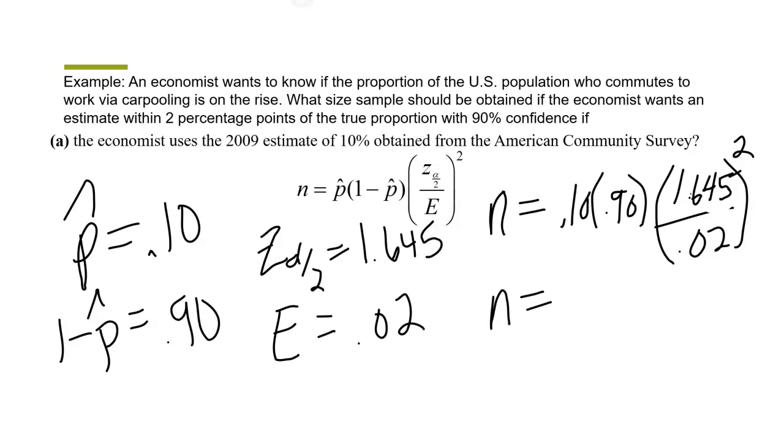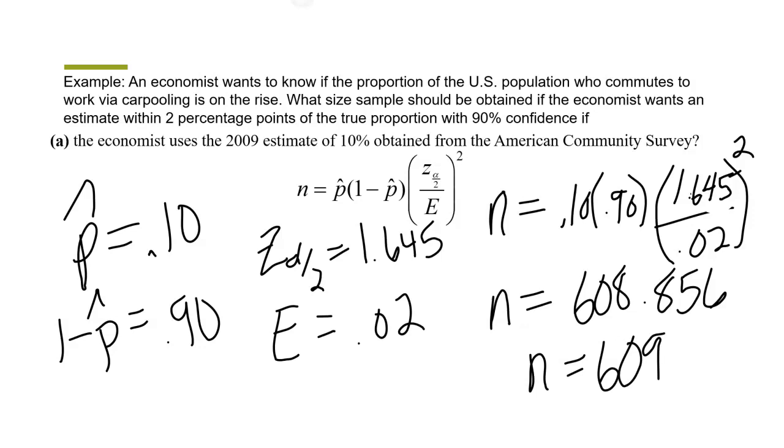You end up getting n equal to 608.856 if I round it to 3 decimal places. But remember, it said to round up, so in this case your n would be 609. That means he would need to obtain responses from 609 people from the U.S. population who commute to work via carpooling, in order to get a 90% confidence interval within 2 percentage points. That is how you would do it if you're using a prior estimate.